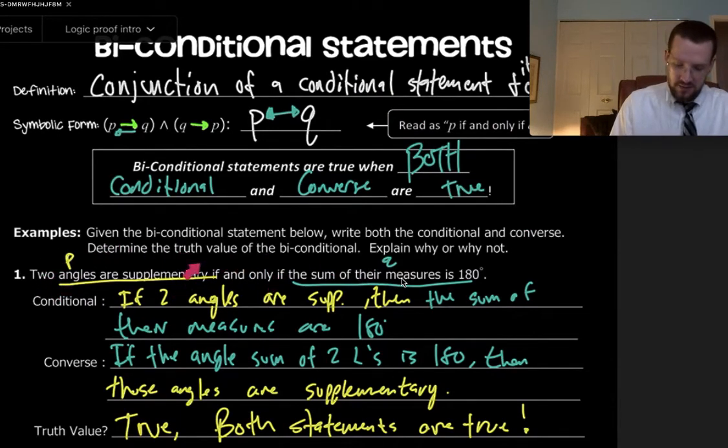So what did I do here? I took the P and said if P, then Q, then I switched it. If Q, then P, and it's true only when both of those things are true.